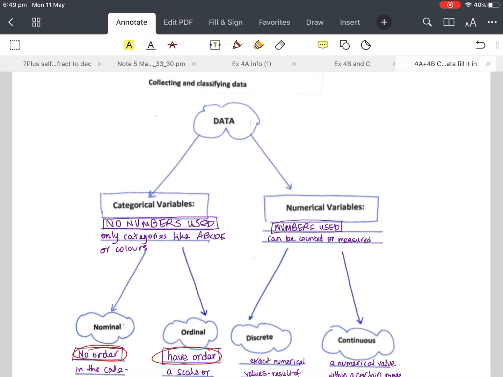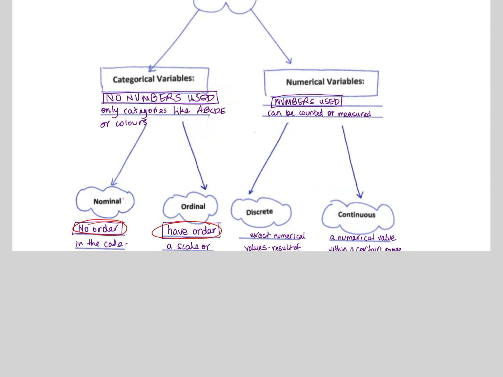You have categorical variables. Now, down the side of your textbook, it says a categorical variable is a qualitative characteristic of data that can be divided into groups or categories. And a numerical variable is a quantitative, which is another word for number, characteristic of data that can be counted or measured. All right, so pretty much in my diagram there, I'm going to show you what the differences are. Categorical variables, no numbers are used. That's pretty much it. There's always categories of some sort. Eye colour, letters for grades. Okay, no numbers.